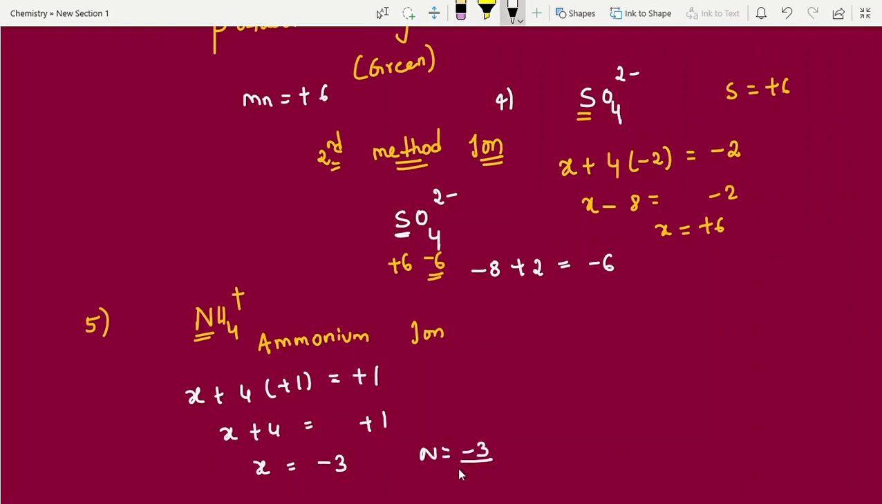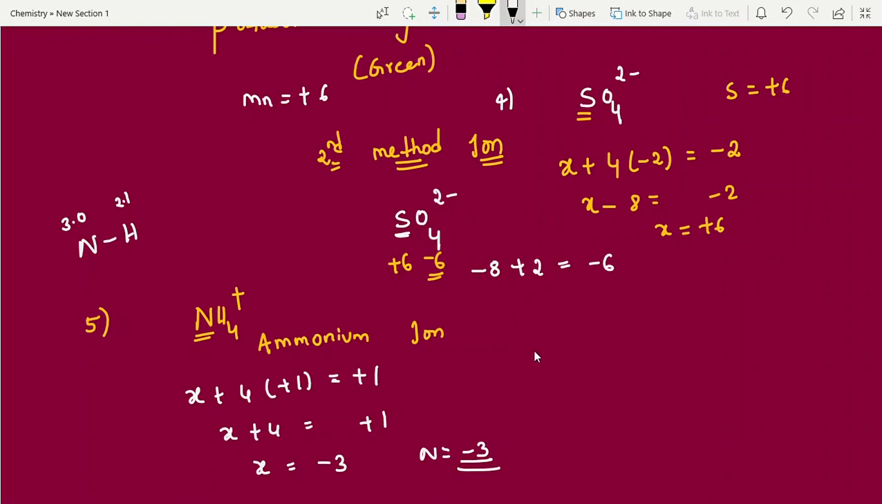One more logic I will tell you. Among nitrogen and hydrogen, who is more electronegative? Nitrogen is 3, and hydrogen is 2.1. If you are confused about minus charge or plus charge, you can go for it like this. Which is more electronegative? Definitely that gets the negative oxidation state. Clear? We can apply the same logic here.